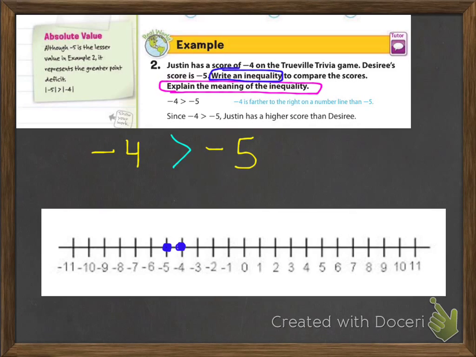So I want to make sure that you are writing this. You also want to draw yourself a number line so that you can have that here. And then the last piece is going to be your justification. So you would say, since -4 is greater than -5, Justin has a higher score than Desiree. And actually, you don't need to rewrite that. But what I do want you to do is put a big star right here and write the word explain so that you know that this is how you explain it when it's your turn to explain it on your tests and quizzes and your work.